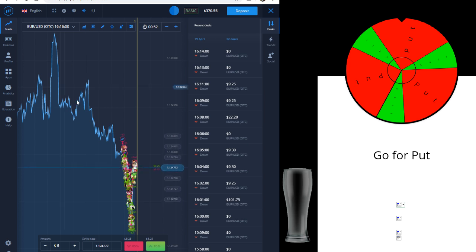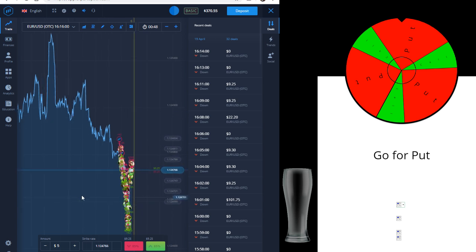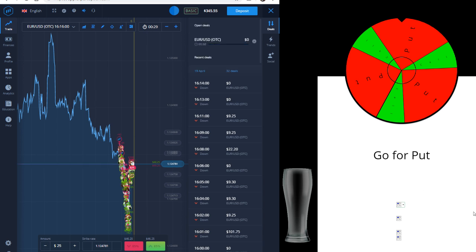Okay, so we lost that one. Hang on. We lost two in a row. Oh, I did not see that coming. And I didn't change the amount. Yeah, okay, I need to focus. So that's 10 loss. So the next one is going to be 25 and downwards. And update the balance, 345.